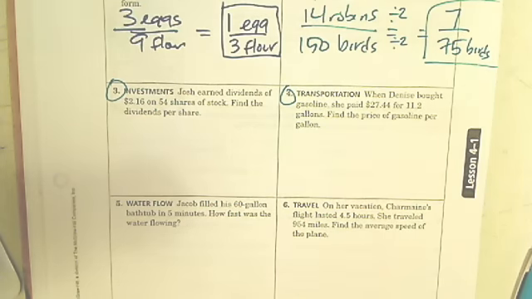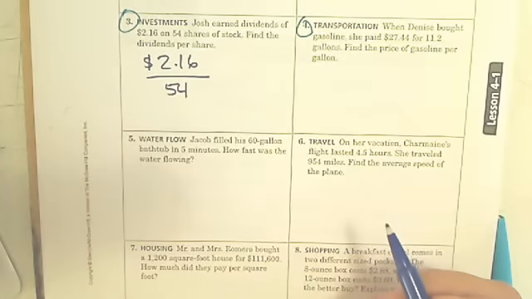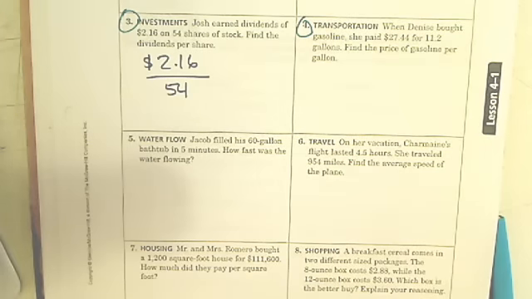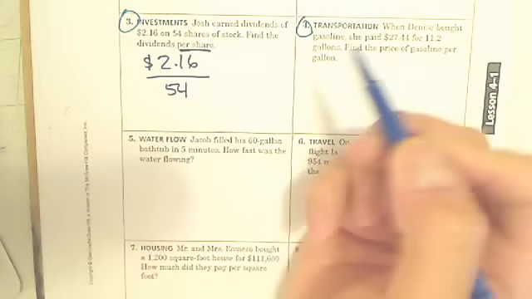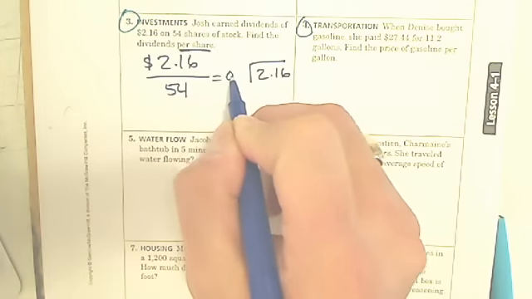No, it says per share. So it's going to be less. It's going to be less than 10 cents per share because you have 54 shares. So again, here on number 3, it's 216 total over 54 shares. It wants you to figure out for 1 share, each share, top in, bottom out.